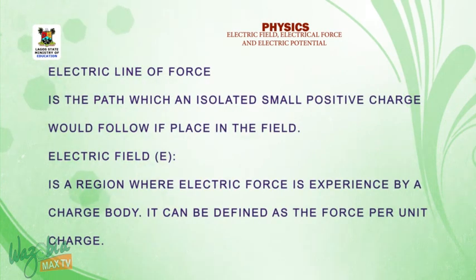Electric line of force. Electric line of force is the path which an isolated small positive charge will follow if placed in the field. Also, electric field E is a region where electric force is experienced by a body. It can also be defined as the force per unit charge.